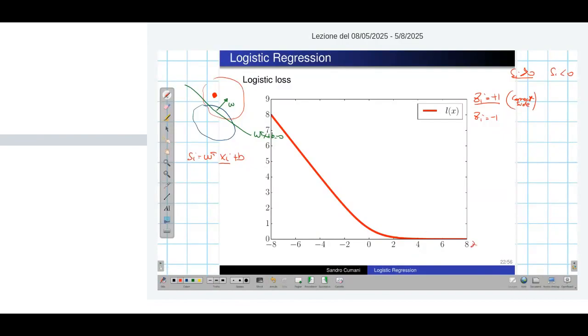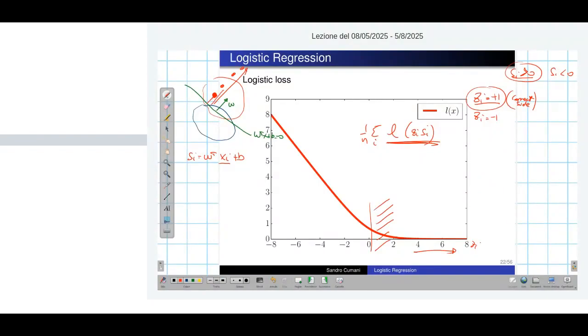What does it mean? For my point, my objective is a sum of logarithms of L of Zi Si. So if these are both positive, it means that I'm on this side of the loss, which means that my point will contribute a small amount to the loss, and the amount becomes exponentially smaller with how far I am from the separation rule.